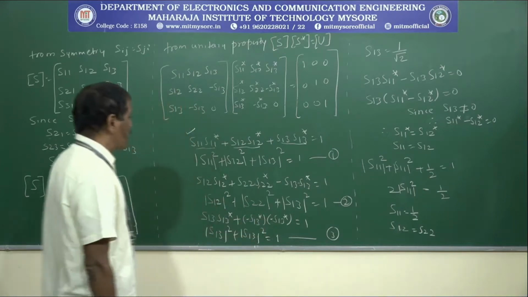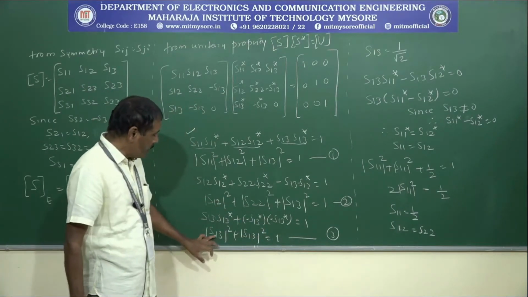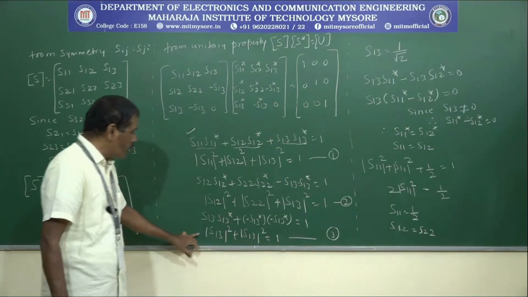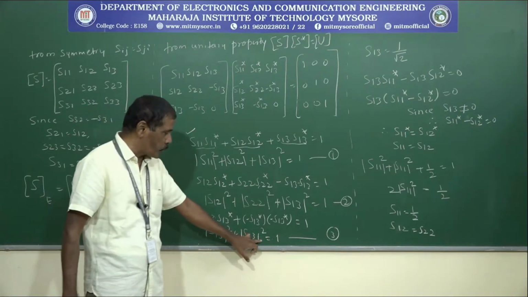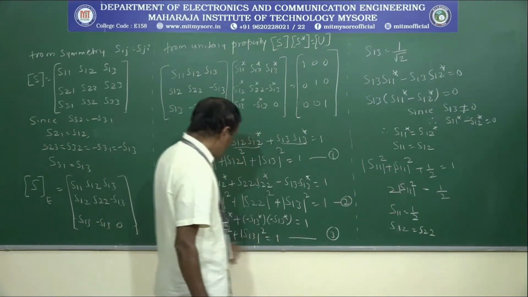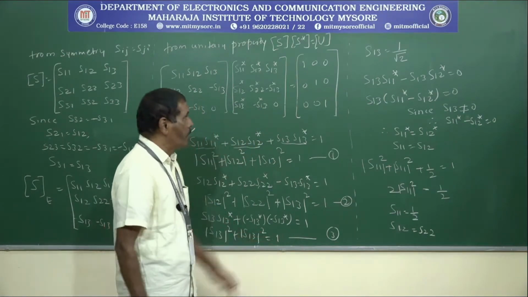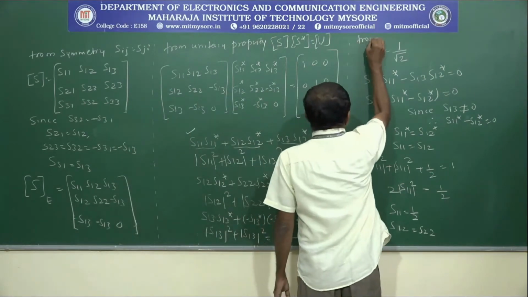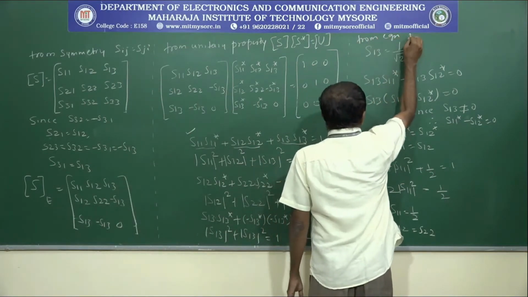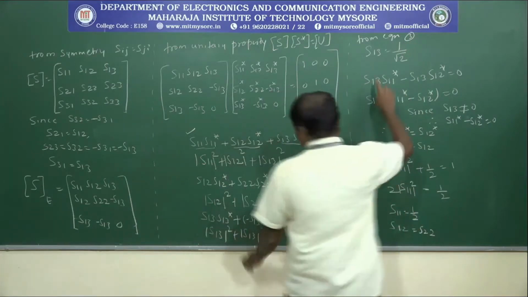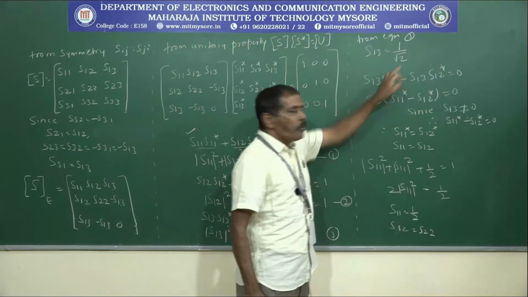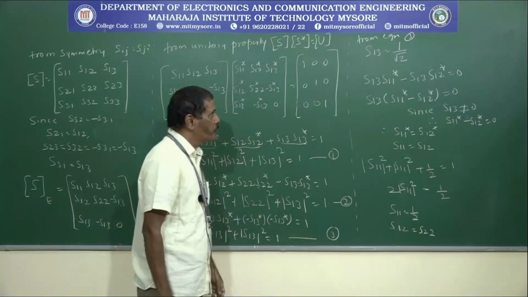Once you get these equations, you can see that S13 square plus S13 square equal to 1, therefore 2 times S13 square equal to 1. Then I can write S13 is equal to 1 by root 2, from equation number 3. I can write S13 is equal to 1 divided by root 2.